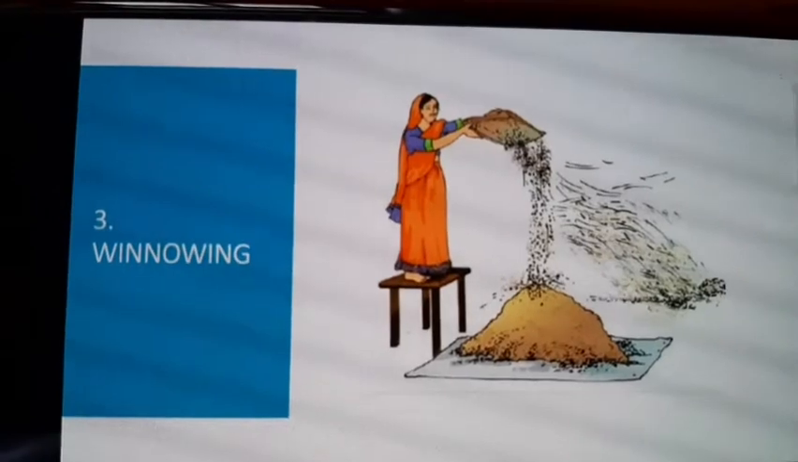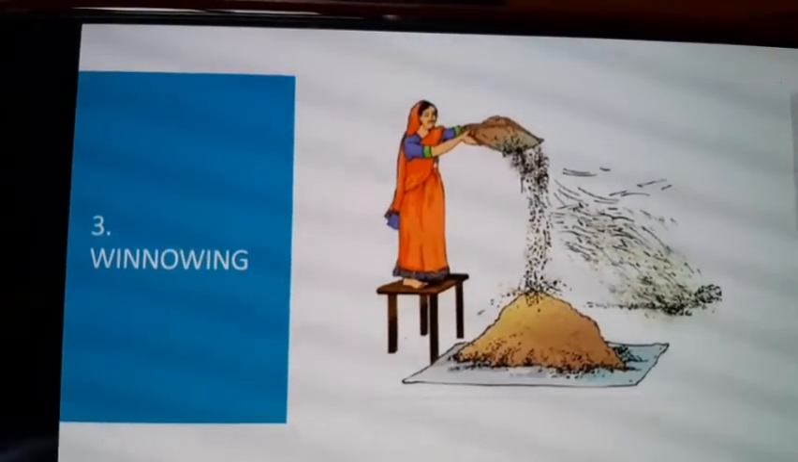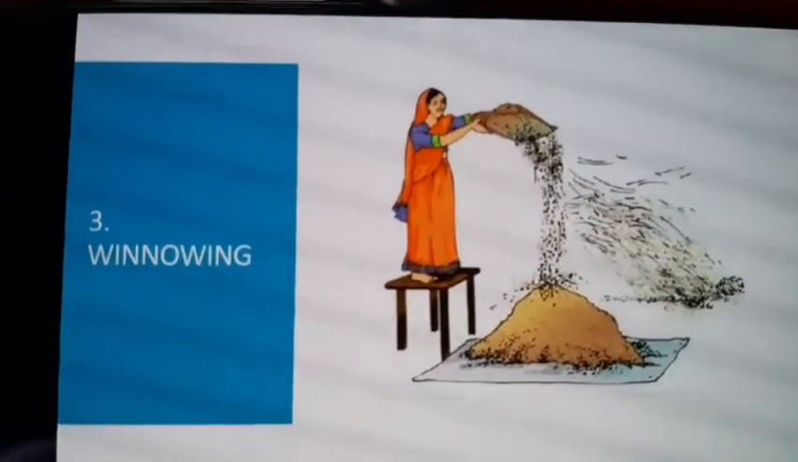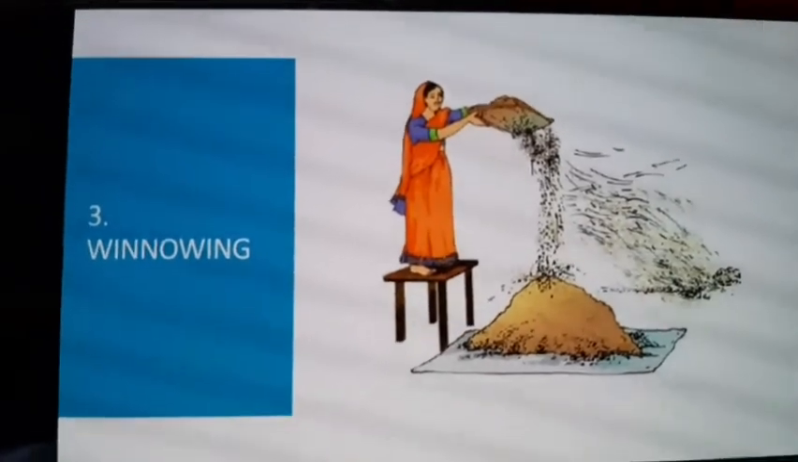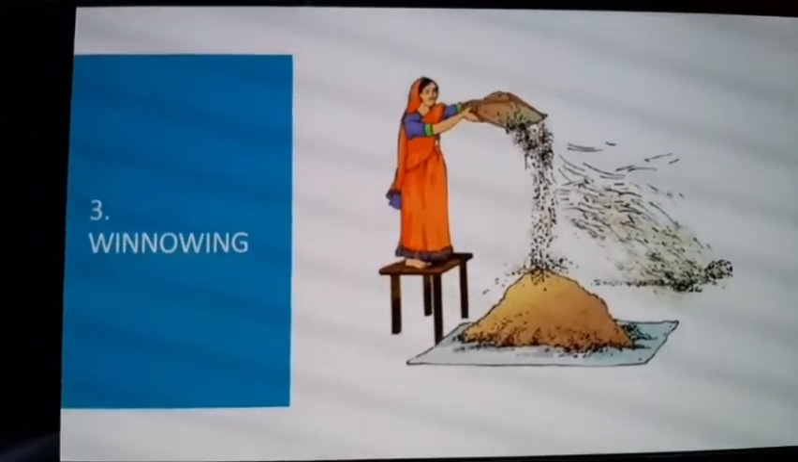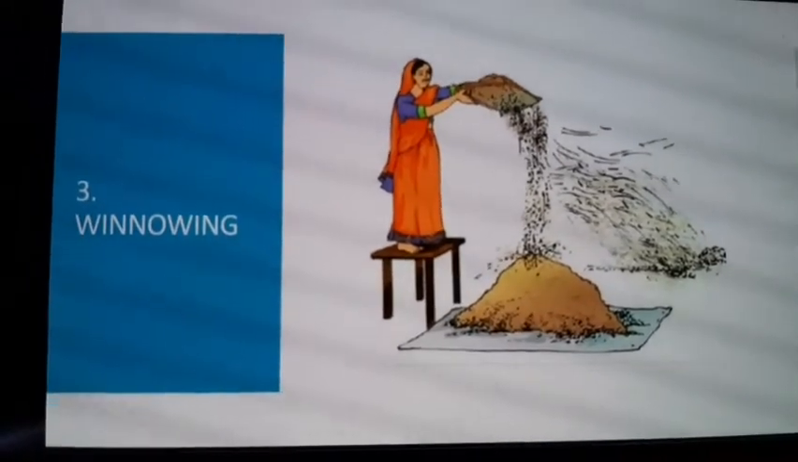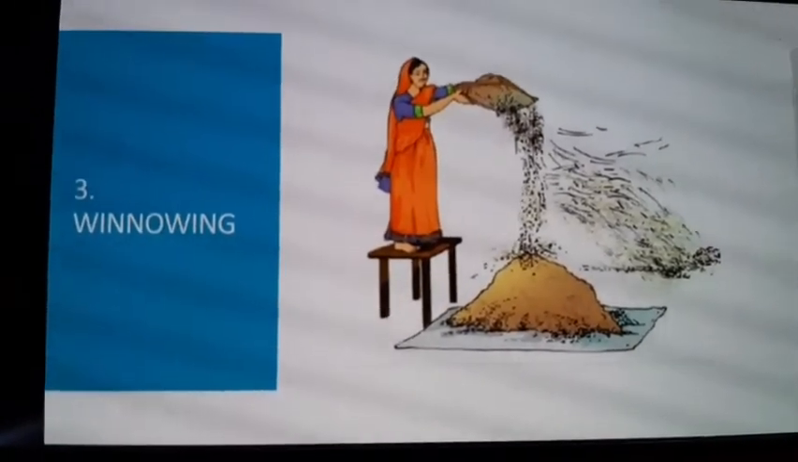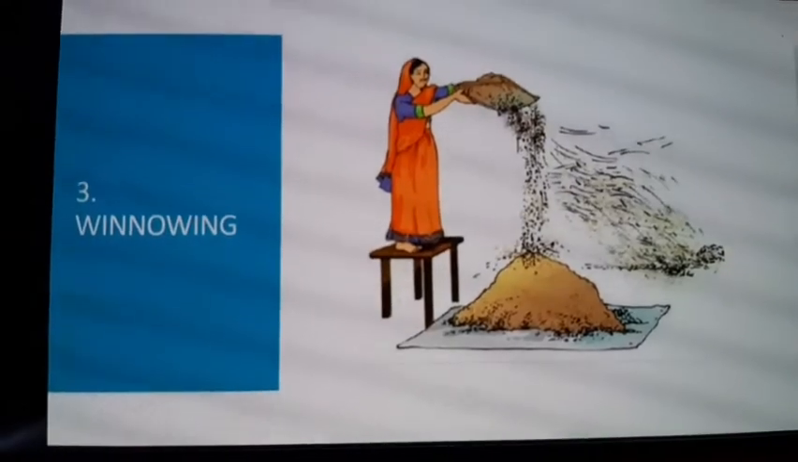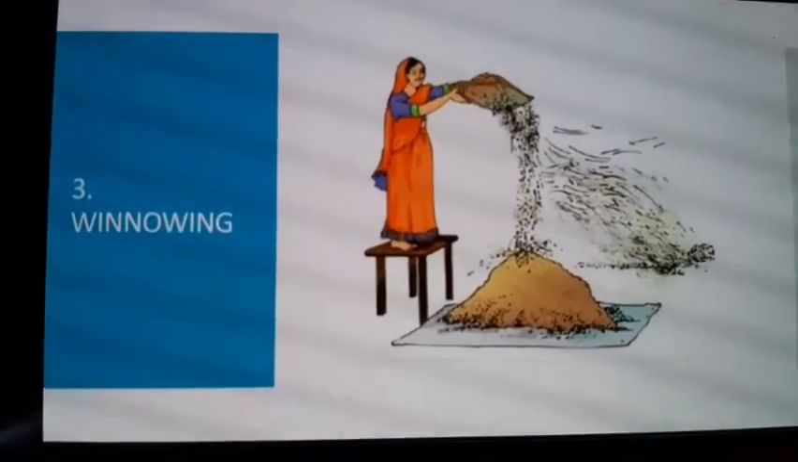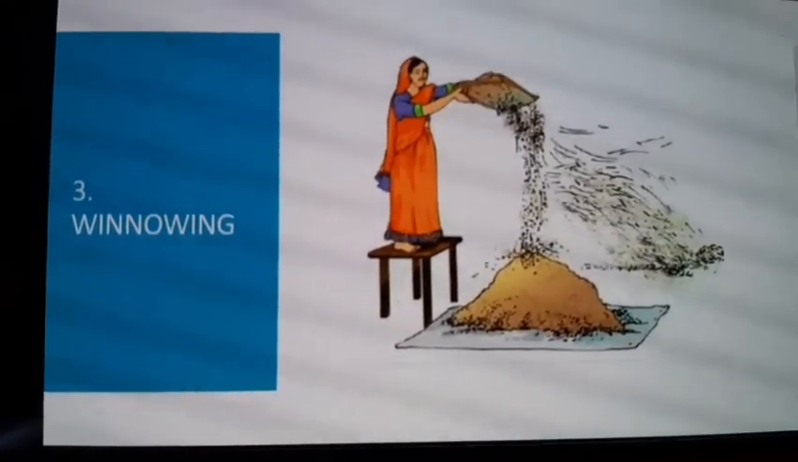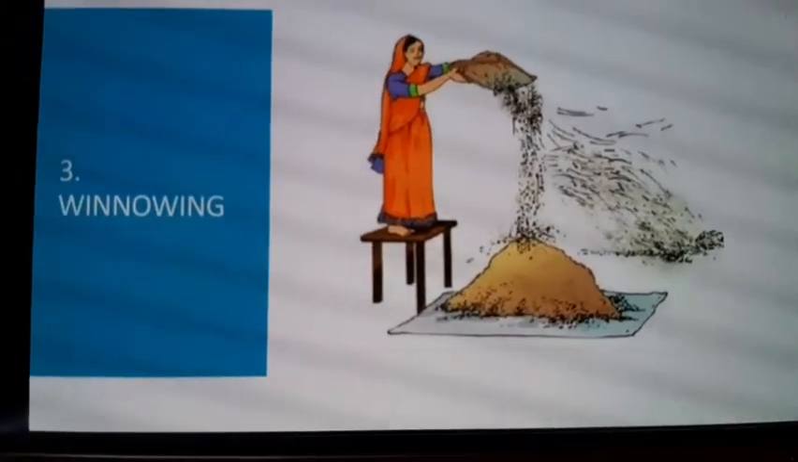So in this video lecture we have learned about the first three techniques of separation of substances. First is hand picking, which is the most common method. Second, the process of separating grains from the stalk is known as threshing. And third, the process of separating grains from husk is called winnowing.